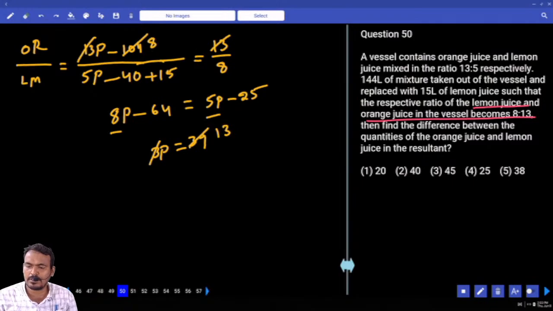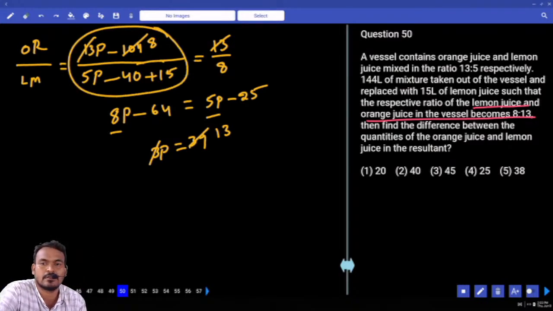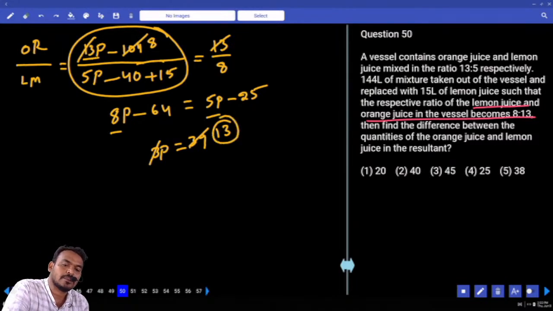What is the question here? Find the difference between the quantities of orange and lemon juice in the resultant solution. Do we require the left hand side difference or the right hand side difference? Left hand side difference. What is the one part value? 13. What is the 13 parts value? 169 minus 104 is 65. That is orange.